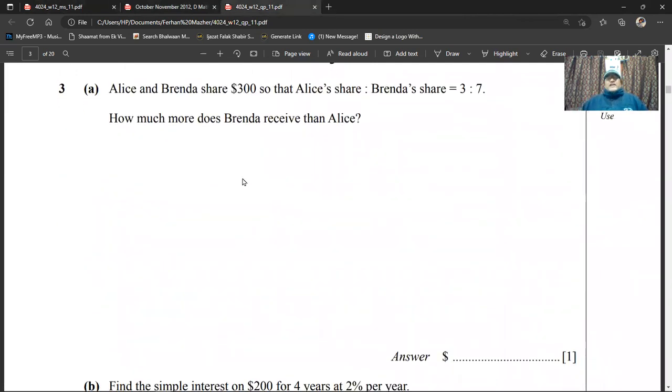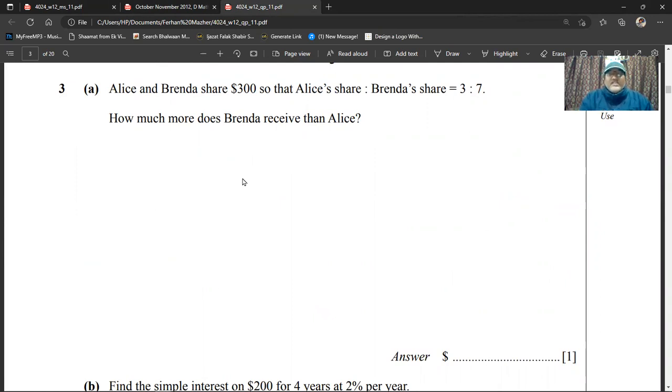Question number 3, and it's A part. Alice and Brenda share $300, so that the Alice share ratio, Brenda's share is 3:7. How much more does Brenda receive than Alice? Okay, so we have the total amount of the money which is to be divided.